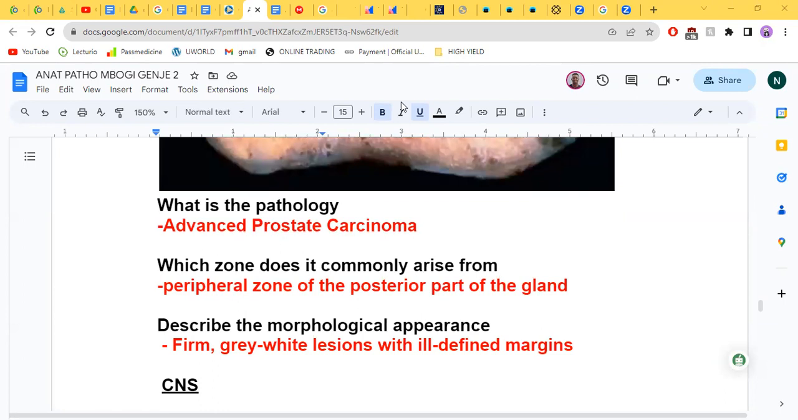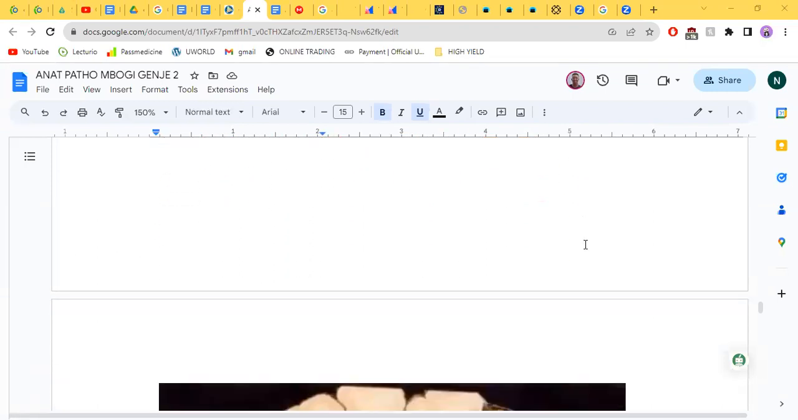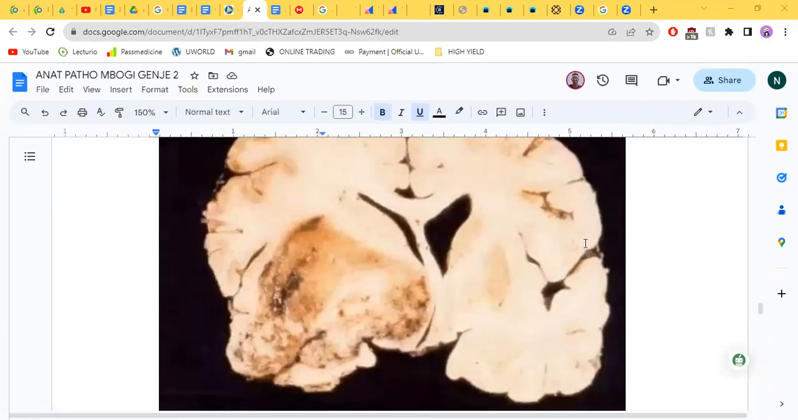Now for the description, we have the gray-white lesions with ill-defined margins. And also you can include a hole or a cavity in the middle of the organ. That is where the urethra passes through. So that is the prostatic part of the urethra, or the prostatic segment of the urethra. You also have the membranous and the penile part.